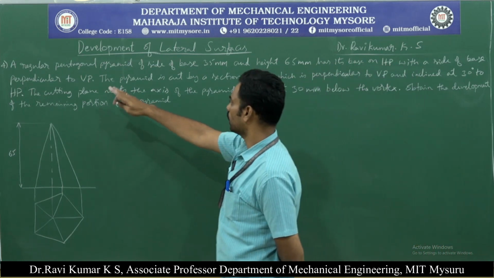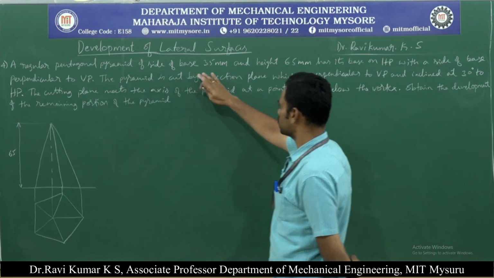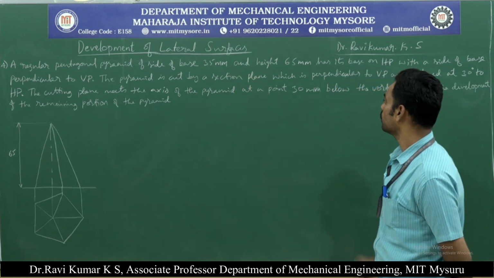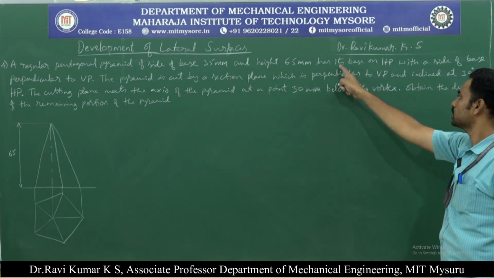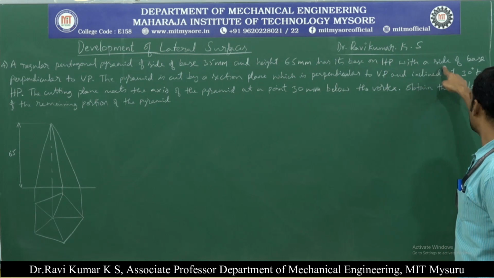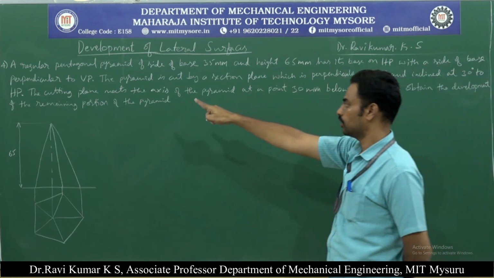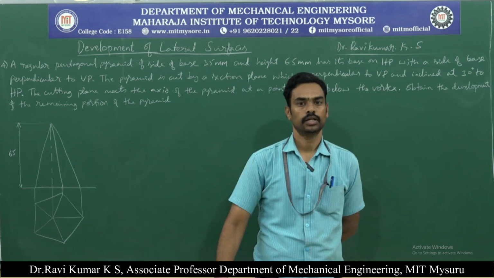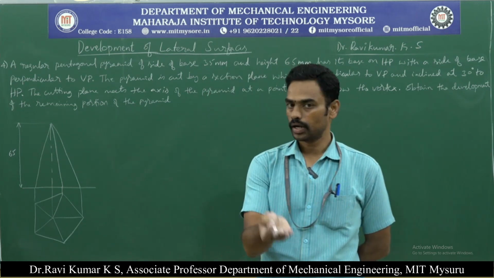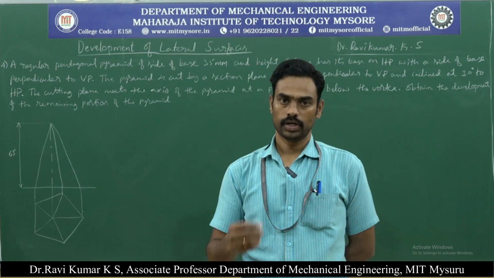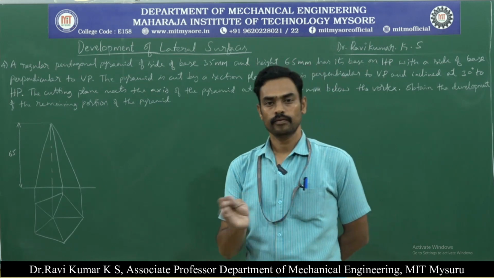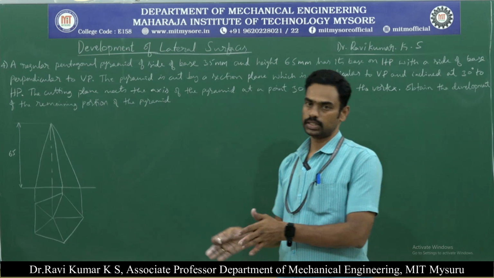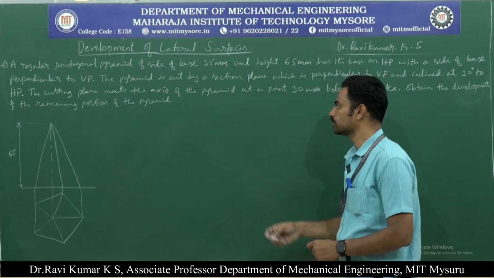A regular pentagonal pyramid of base side 35 mm and height 65 mm has its base on HP with a side of the base perpendicular to VP. That is the condition to be satisfied while drawing the front view and the top view, which you are already familiar with, as it is the same as the projection of solids.